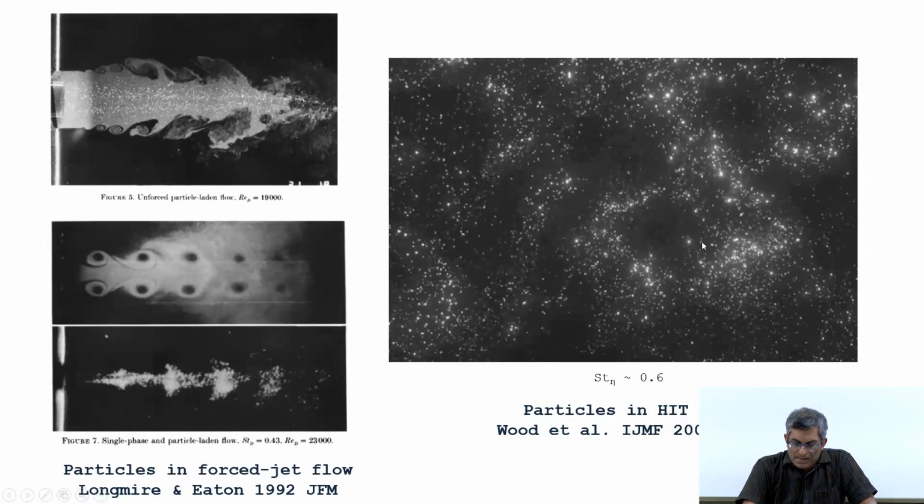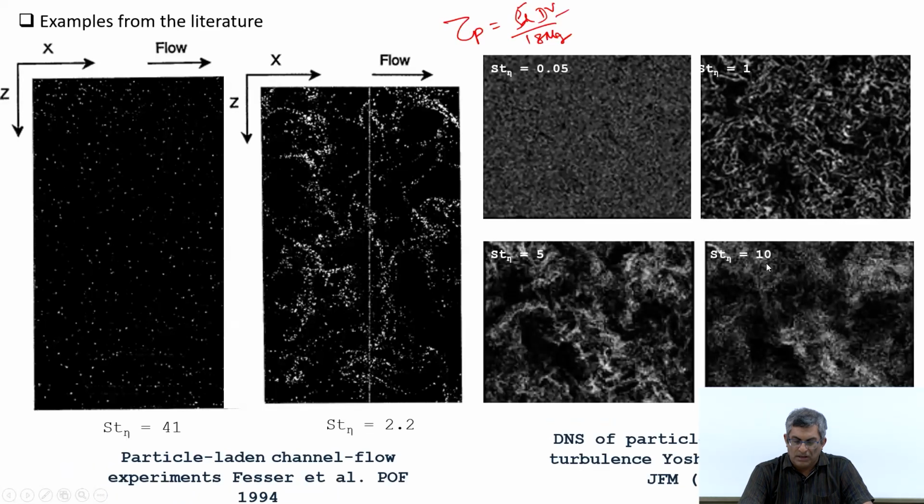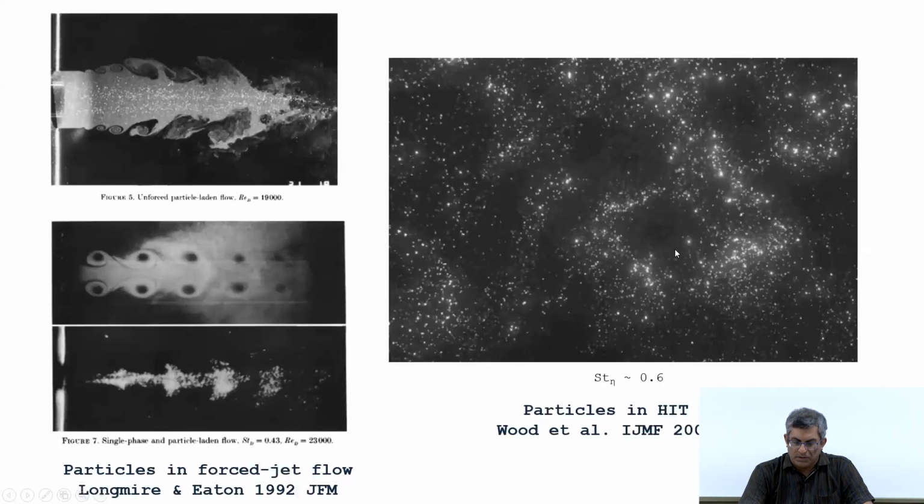Now, this is an example from another experiment where they created homogeneous isotropic turbulence. So, this is the experiment. What we have seen here is isotropic turbulence, but in a DNS simulation. In this case also you see how the preferential accumulation effect segregates particles, and how we see voids, these are called voids, and clusters when the Stokes number is of the order of 1.